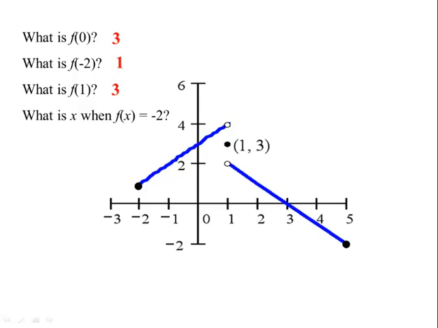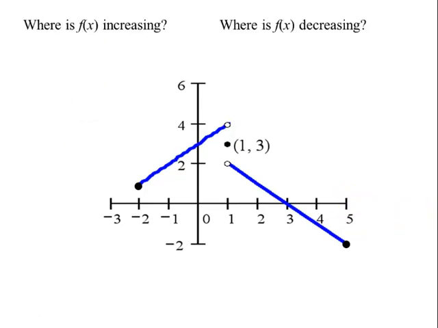What is x when f of x equals -2? So we go to -2 on the y-axis, and we see that x will be equal to 5. Where is this function increasing? So that's a positive slope. So all values from here up to here. Where is f of x decreasing? That means a negative slope. And we see from here on down.